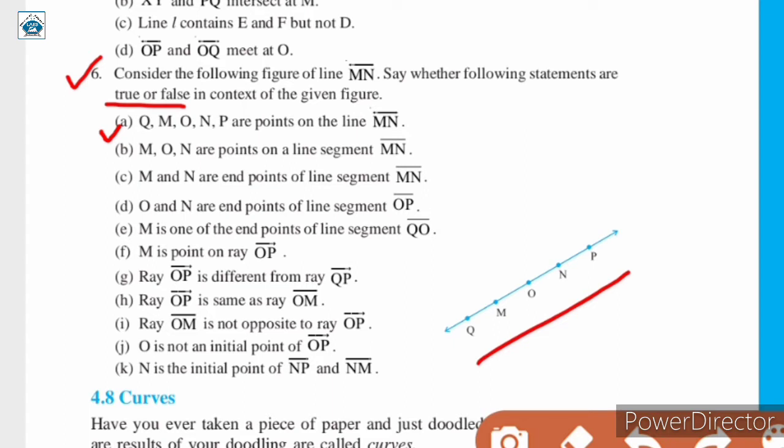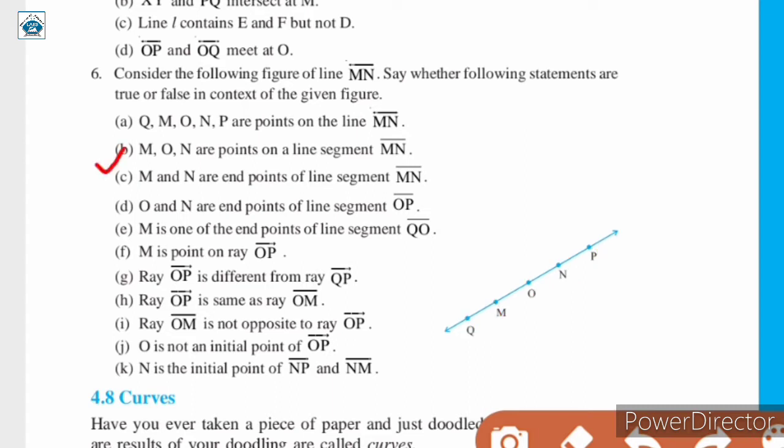Here we have the line MN. In this line MN, Q, M, O, N and P are points. Now since in the question it is only given line MN, that doesn't mean these two are the endpoints, because it is a line, it can be extended in both the directions. So Q, M, O, N and P are the points on line MN, therefore this statement is true.